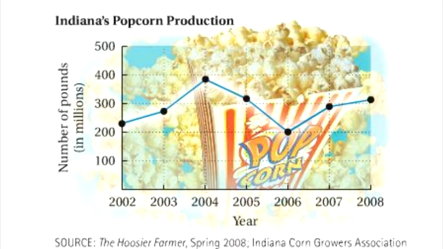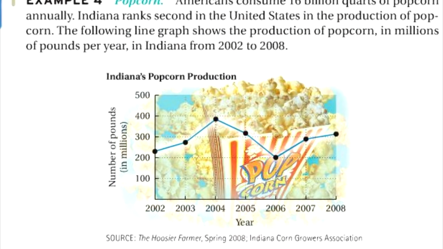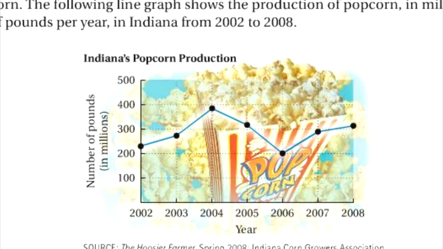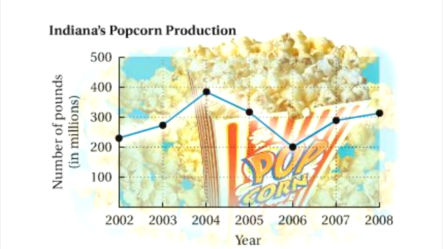So, how much popcorn was produced in 2006? So we go across the bottom of the graph to 2006, find the dot there, then go across. That says 200. But it's what? 200 million. 200 million pounds. That's how we read that. So in 2007, how much popcorn production was there? Almost 300 million.